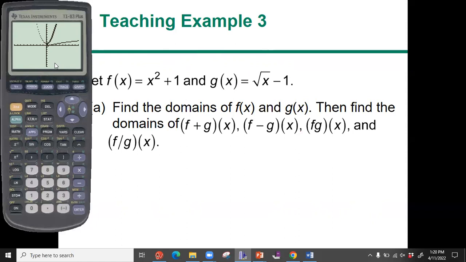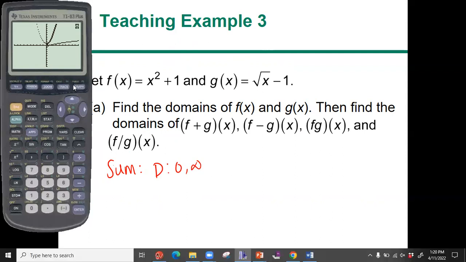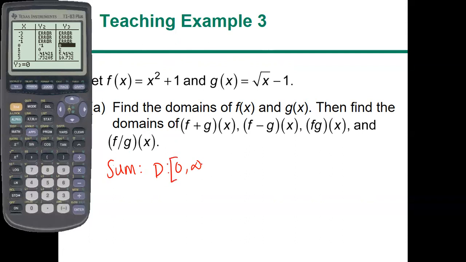So when I'm describing the domain and range of my sum, the sum of these two, the domain of the sum is from 0 to infinity. And if you're not sure, you can always go to the calculator, scroll over to your Y3, and notice that it starts at 0 and then continues. Do we see that? Okay, so that's my domain.